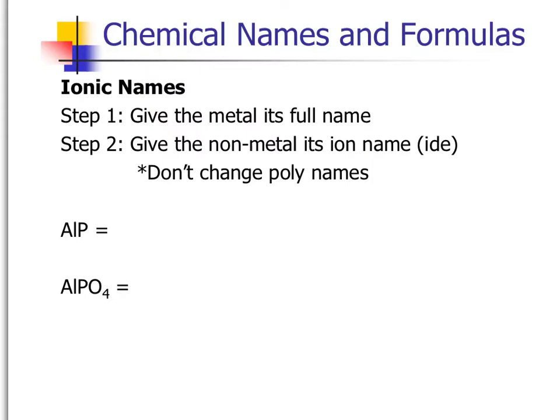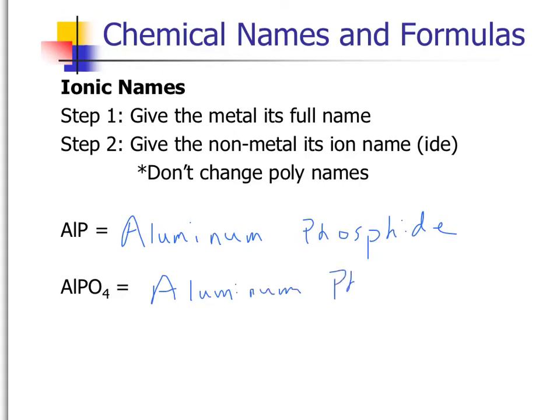To write the name of an ionic compound, first give the metal its full name, and then if it is a nonmetal, give it its ion name. If the compound ends in a polyatomic, just name the poly. Don't change the last 3 letters to IDE. So for example, if I have AlP, then my name is going to be aluminum phosphide. But if I have AlPO4, my name's going to be aluminum phosphate.